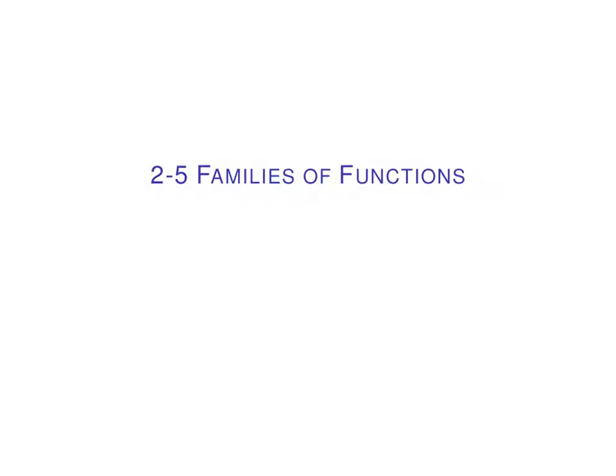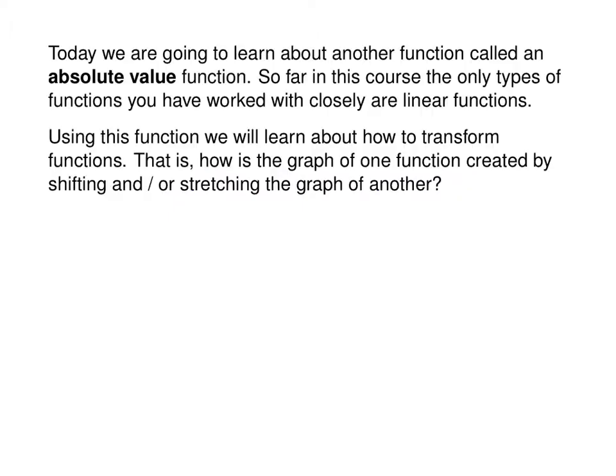So far in this course, the only kind of functions that you've seen are linear functions, and all the linear functions form a sort of family or a collection of functions that have some kind of property. In that case, the property that they have in common is that they're lines. Today we're going to talk about another family of functions called the absolute value functions. These will be a little bit different shaped than a line.